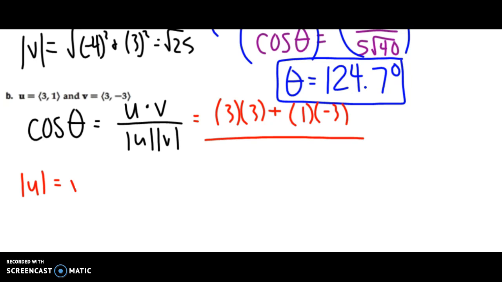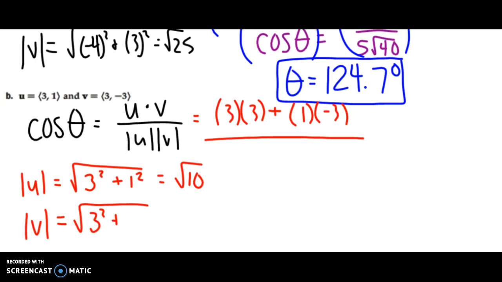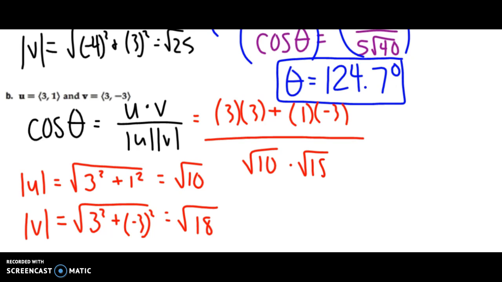The magnitude of u is going to be the square root of 3 squared plus 1 squared, which is 9 plus 1, or 10. The magnitude of v is going to be the square root of 3 squared plus negative 3 squared. So that's the square root of 9 plus 9, which is 18. So we get the square root of 10 times the square root of 18. 3 times 3 is 9 plus 1 times negative 3 is negative 3, over the square root of 10 times the square root of 18, which is the square root of 180.